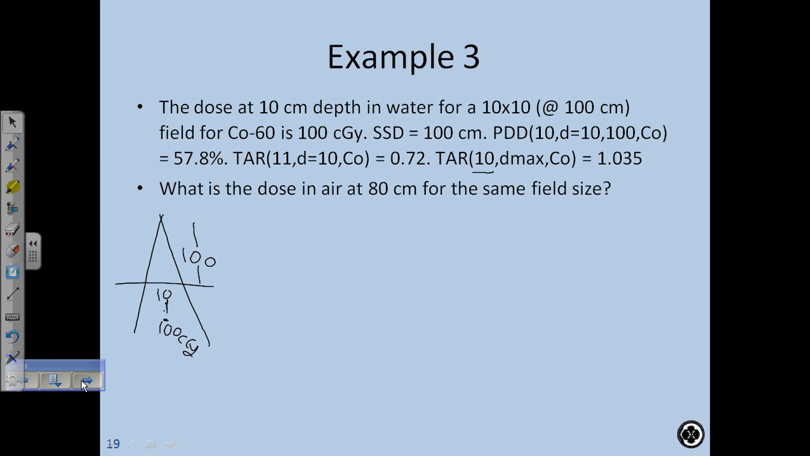Do you guys think there are different ways of doing this problem? Yeah, there are. There's a couple of ways you could do this problem. All right, let's just do one way. Do we have to move it to Dmax? Because the TAR is for 10 by 10, Dmax is about 0.5. And the PDD is at a depth of 10 cm.